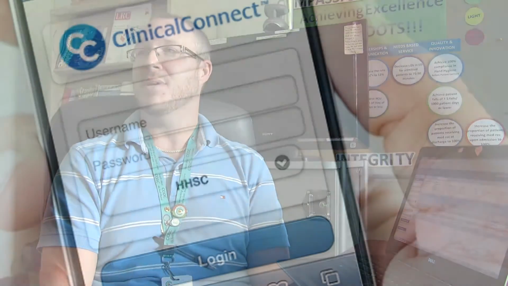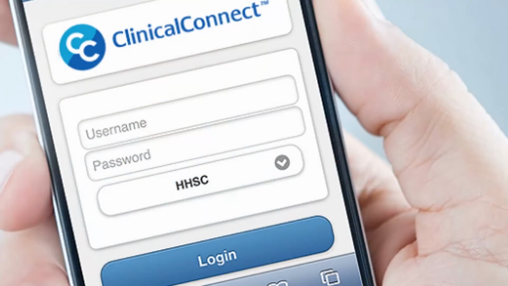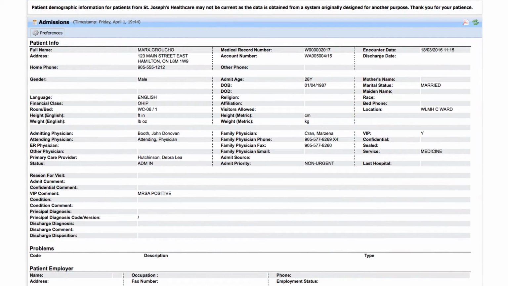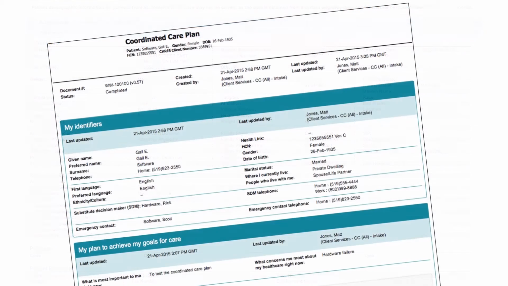So ultimately, Health Links is a concept of enveloping care around a person. And in order to do that, we really need a tool that's able to share that information with the entire care team. What we have available to us right now is ClinicalConnect, and what ClinicalConnect does is allow us to virtually, in real time, share a person's coordinated care plan with the entire care team that does have access to ClinicalConnect.